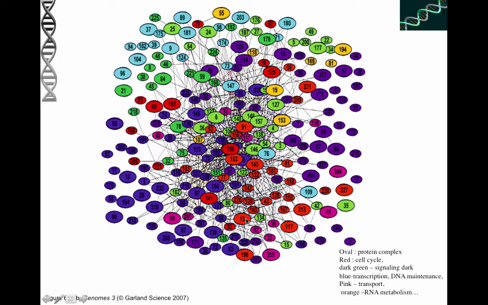For example, the red protein complex governs cell cycle related functions. Dark green governs functions related to the signaling network. Blue protein complexes govern transcriptional regulation and DNA maintenance. Pink proteins govern transport. Orange governs DNA metabolism, etc.